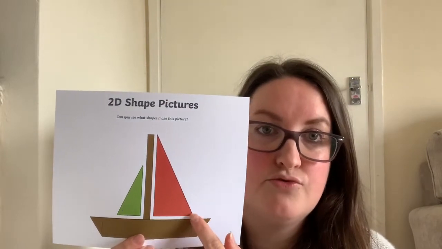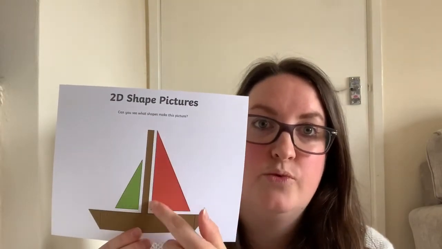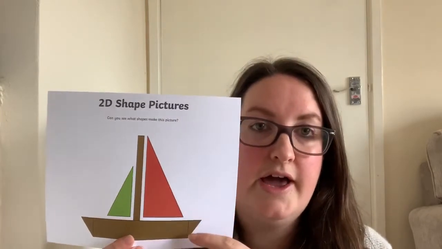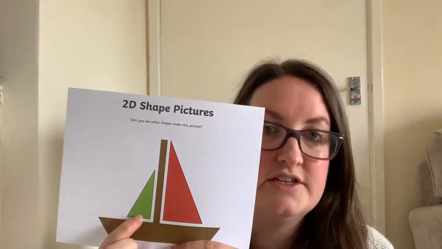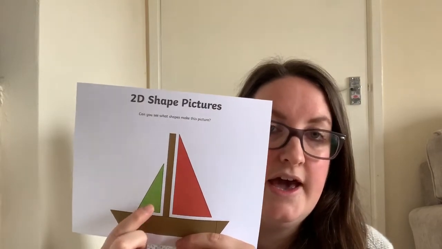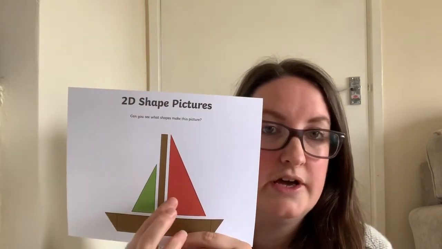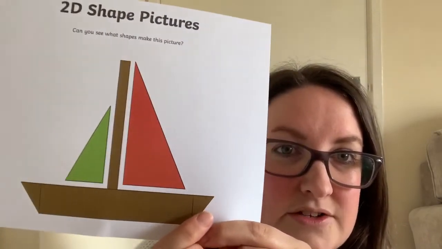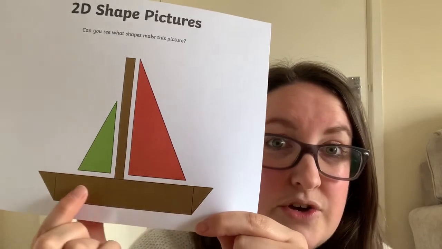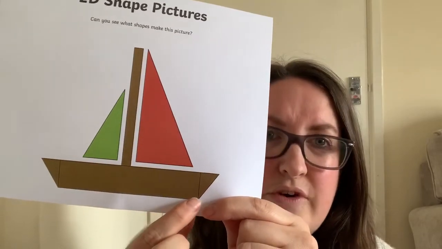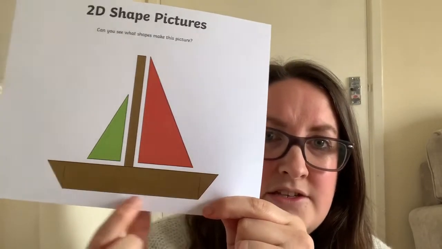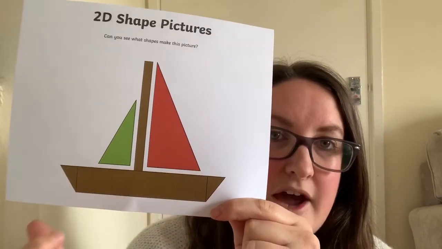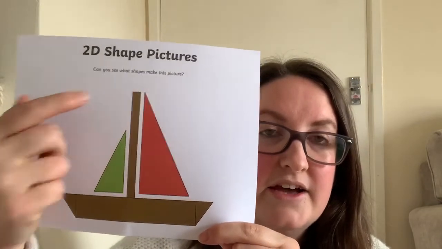So if we looked at the red shape here, which is the sail of the boat, we can see that it is a triangle. And if we looked at this green sail here, again, we can see it's another triangle, a smaller triangle. If you look very, very carefully, you can see the bottom bit of our boat. We've got triangles on the end of both sides of our boat. And in the middle, we've got a rectangle and another rectangle here.